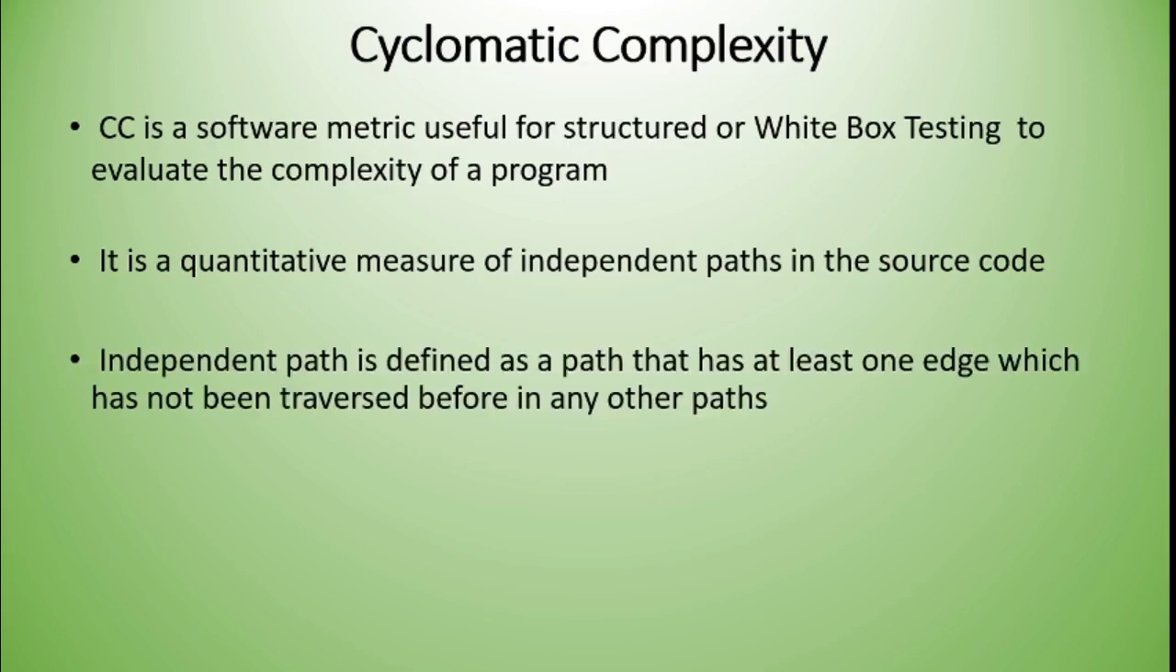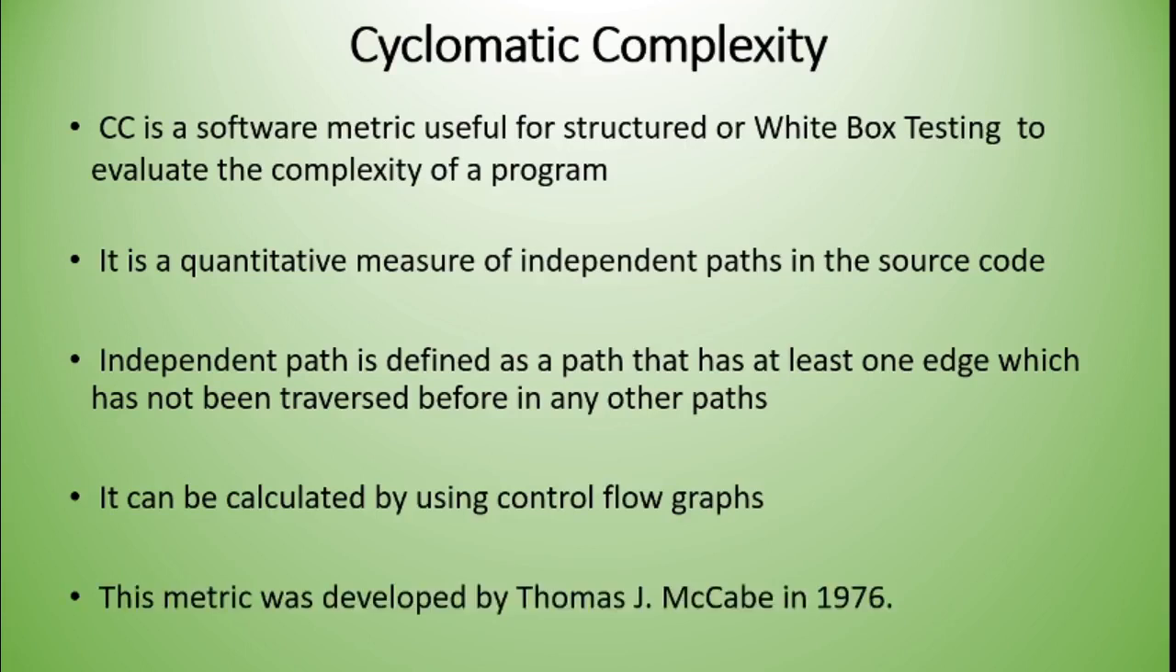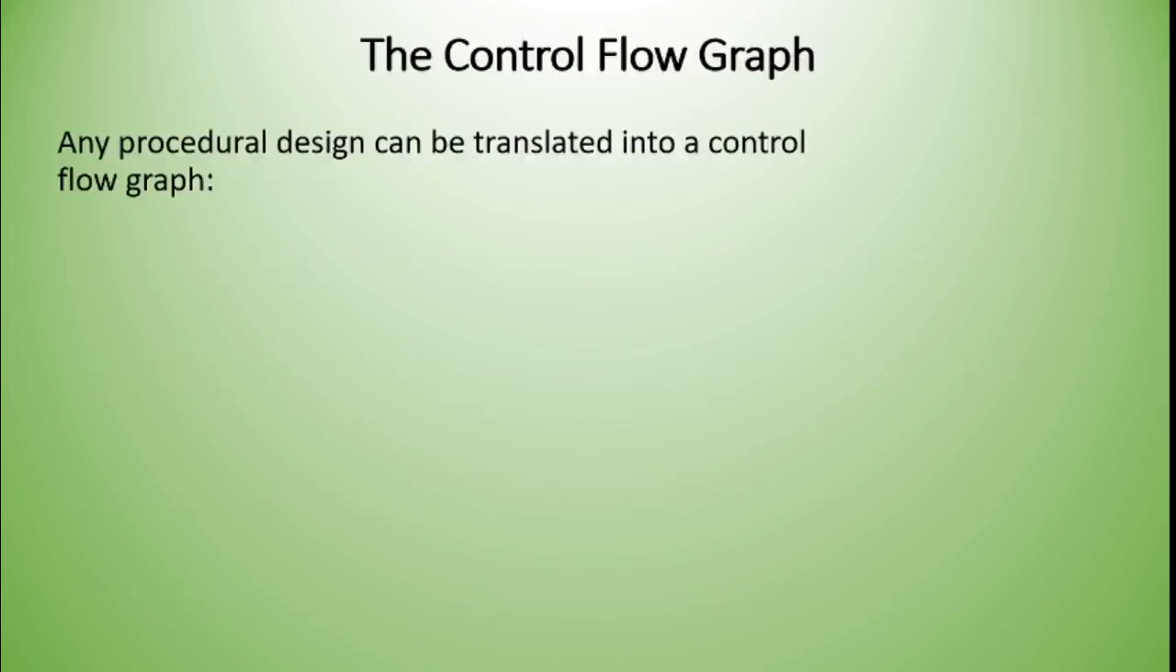the independent paths. An independent path is defined as a path that has at least one edge which has not been traversed before in any other path. This cyclomatic complexity can be calculated by using control flow graphs, and it was developed by Thomas J. McCabe in 1976.